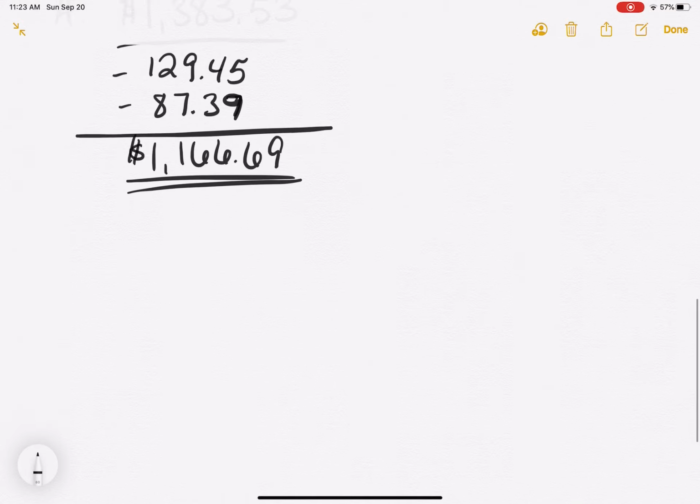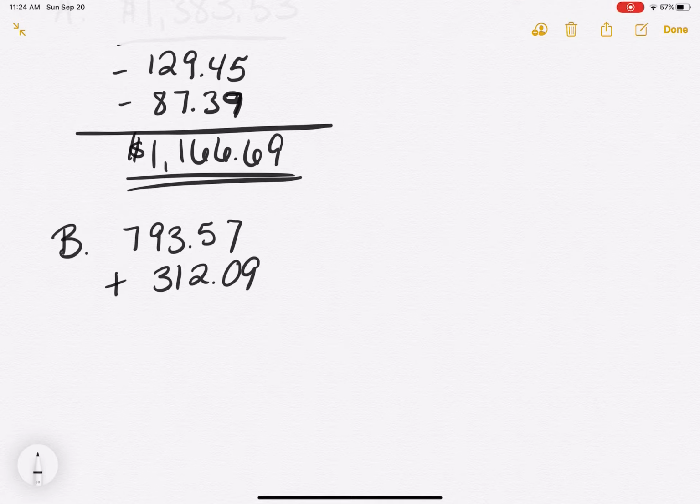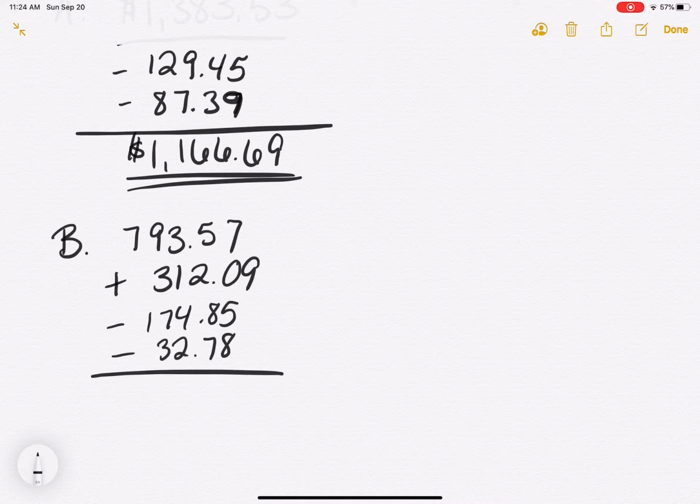So then let's go ahead and do B. And there is a reason why I'm doing all of this vertical rather than horizontal. So you want to solve vertical for now because this will help as we continue in this lesson. So B says Xavier had a closing balance of $793.57. He had an outstanding deposit, so we're going to add that, of $312.09, and 2 outstanding checks for $174.85 and $32.78. So what is his reconciled amount?